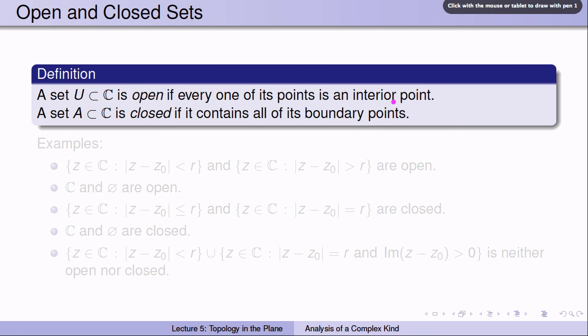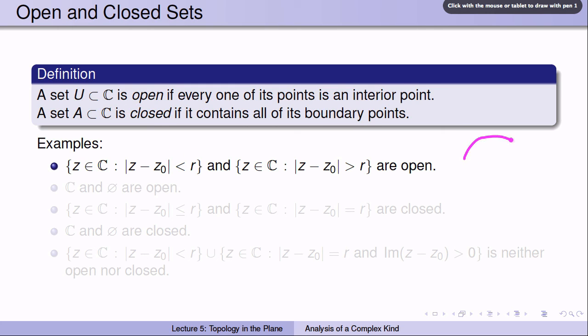We say that a set is open if every one of its points is an interior point. And on the other hand, we say a set is closed if it contains all of its boundary points. So those are actually quite subtle definitions, so we need to look at some examples to understand those a little bit better. The ball of radius r centered at c0 is an example of an open set.